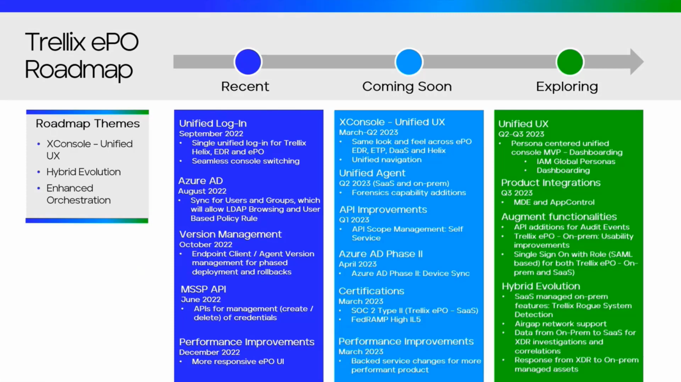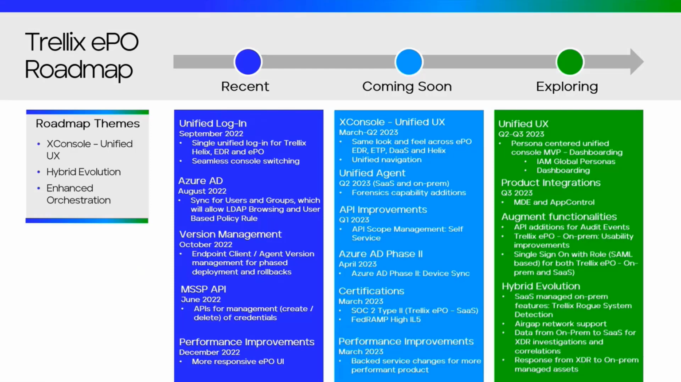So Azure AD is something that we delivered as a part one in the latter half of last year. And what we delivered was sync of user groups, users and groups, which allowed LDAP browsing and user-based policy rules. This is quite powerful because you can actually use the product to deliver the policies based on the context from which the user is coming. If his context changes, if his role changes, he moves to a new function, the newer policy automatically applies. So that is the advantage of the integration with Azure AD from that dimension.